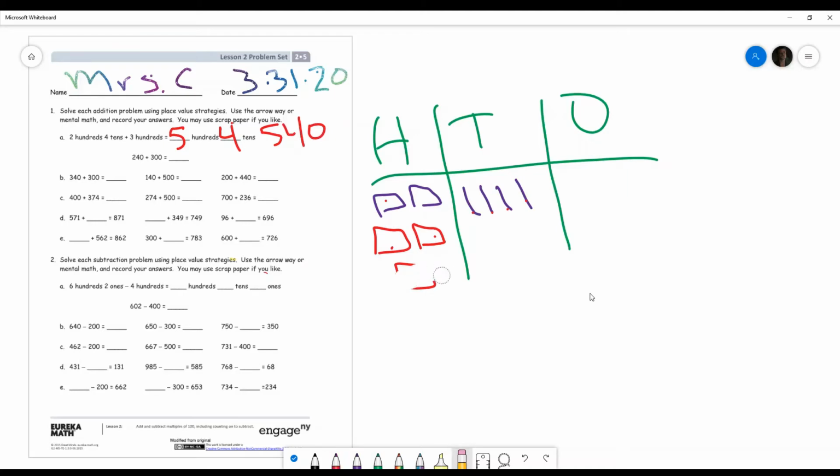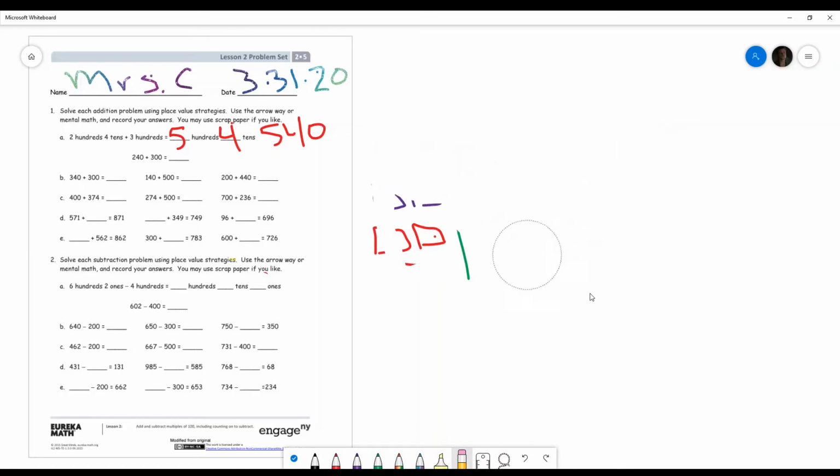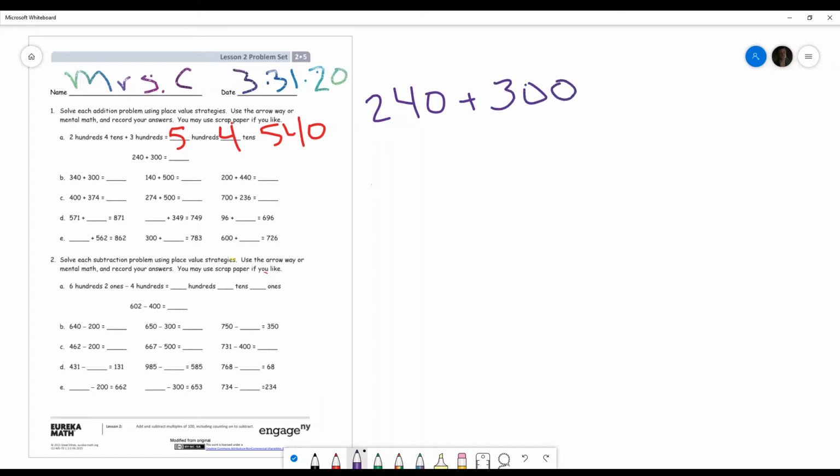Okay, now let's look at 240 plus 300. Let's use the arrow way. 240 plus 300. So I have my 240. I'm going to skip count by 100. So I'm going to add my first 100. Now remember, we're just adding 100. We're not adding anything to the ones, and we're not adding anything to the tens. So we're just adding 1 to our 100 spot. So 240 plus 100 is 340. Remember, because 2 plus 1 equals 3.